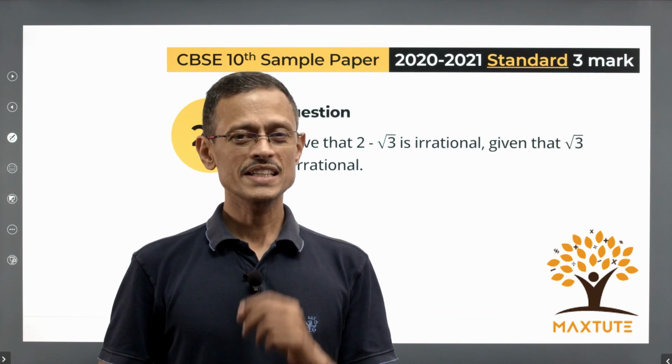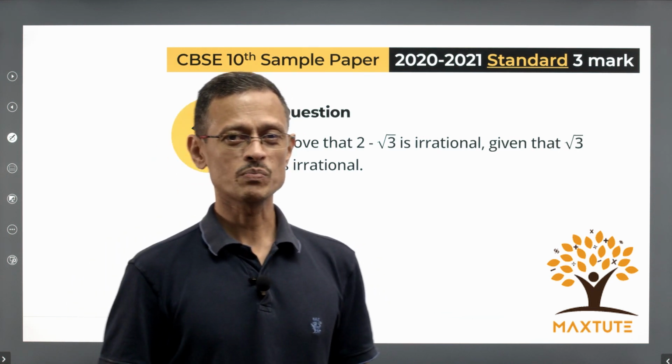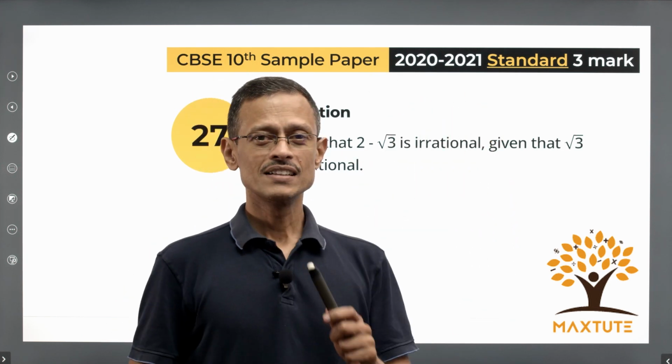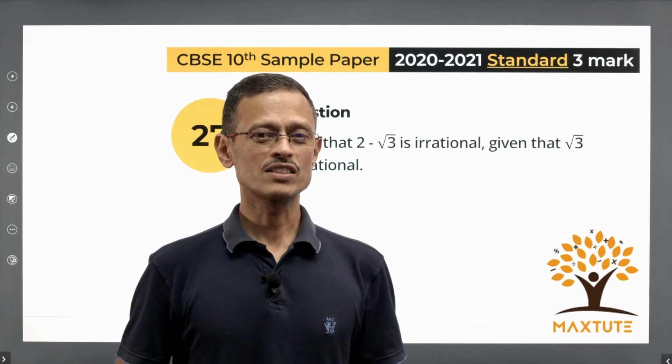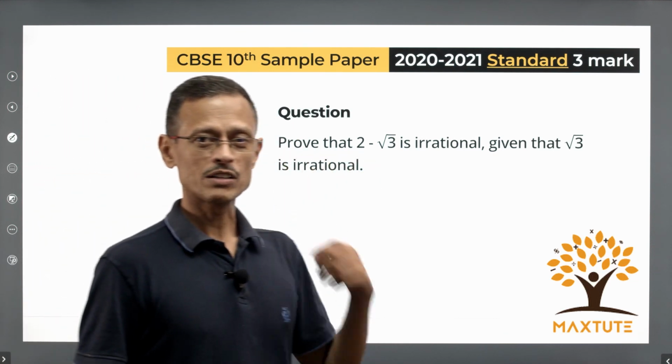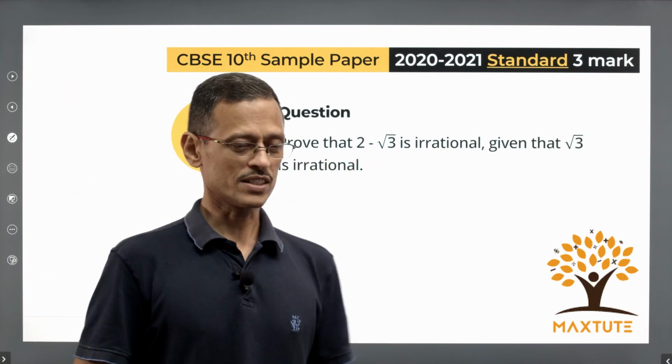Hi everyone, CBSE Class 10 Math video solution to the sample question paper given by the board for the board examination to be conducted in 2021. It's a standard version of the paper, 3-mark question. This is the first of the 3-mark questions, right? Question number 27. It's a real number question, classic textbook question, right?